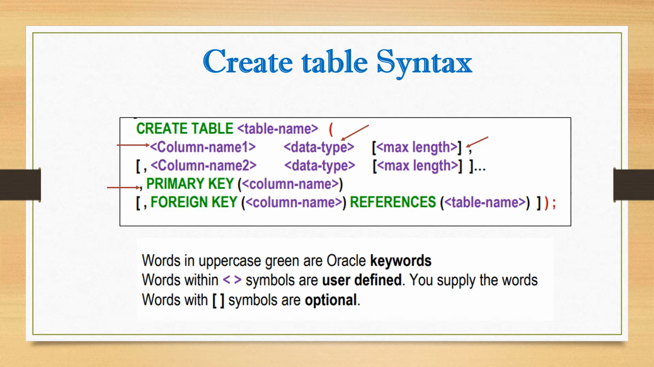First one, we should write the Oracle keyword create table. Second one, we should write the name of the table. Third one, we should input the column names. Fourth one, input the data type. It can be either int, varchar, date and time or any other data type. Fifth one, we should input the length of the data type. Sixth one, we should input the primary key, and lastly, we should input the foreign key and the references.